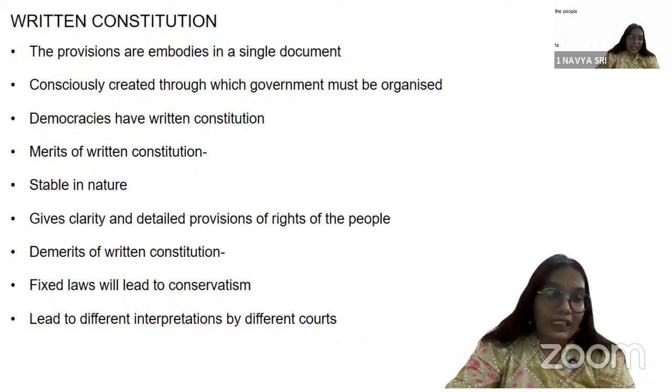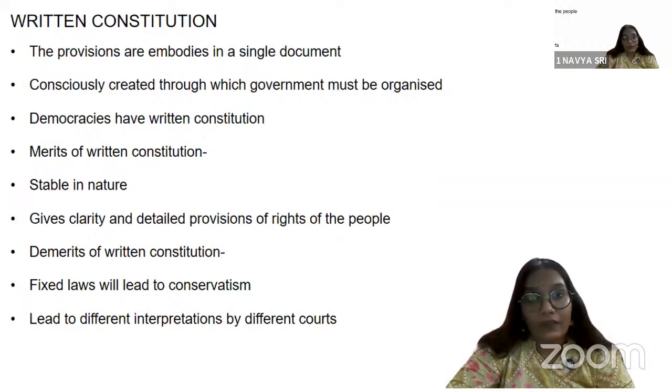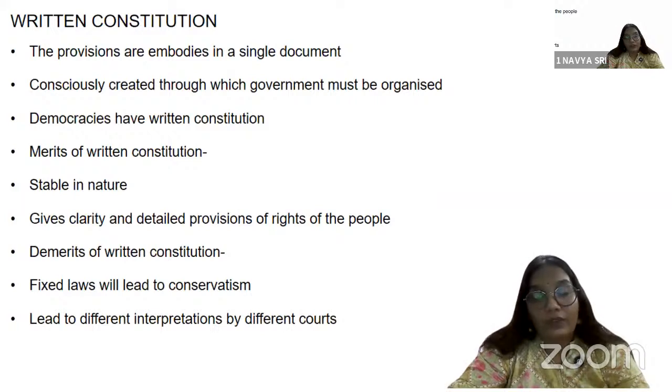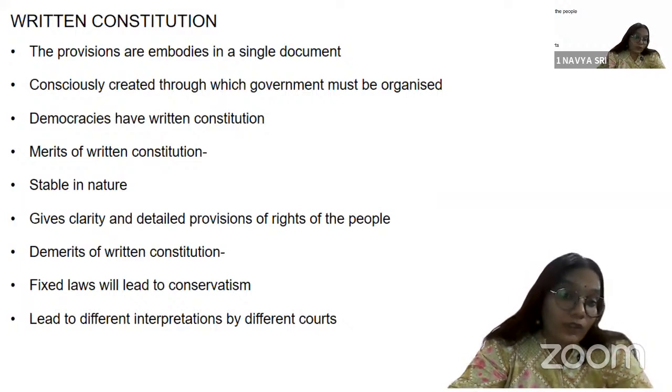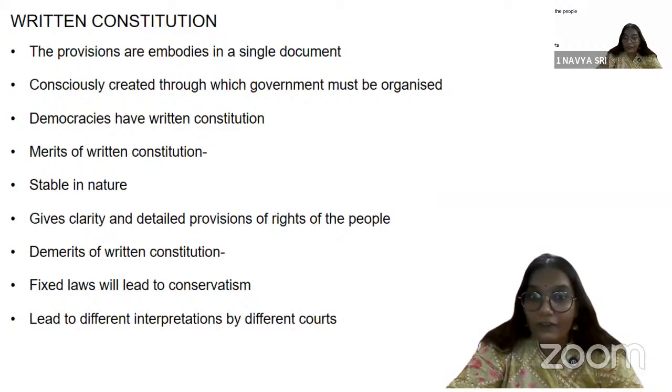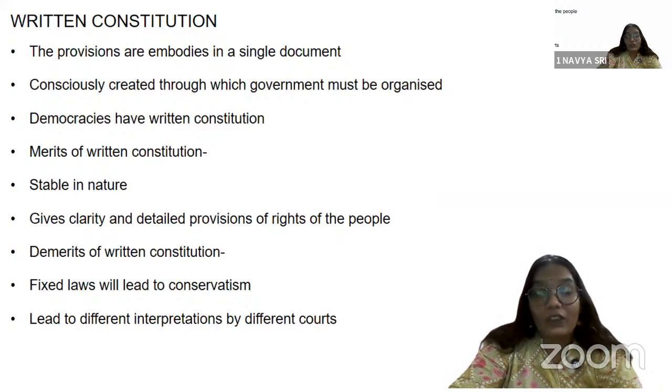So it gives clarity because it's already written in detail and it's a deliberative act. The provisions are also mentioned: what would happen if you don't follow the provisions, or what are the provisions necessary for the protection of the rights of the people. That is why it gives clarity and detailed provisions on the rights of the people. Then, of course, there certainly exist demerits also. The demerits are that fixed laws will lead to conservatism.